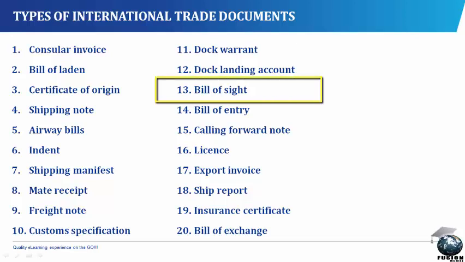Bill of sight. Bill of sight is a document used in import trade which is submitted to the customs authorities if a full description of the imported goods cannot be provided. This document enables the goods to be landed and their inspection is authorized by the customs, while a full description of the goods will be provided later.